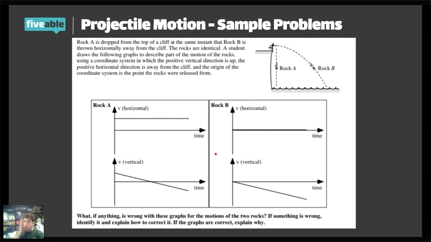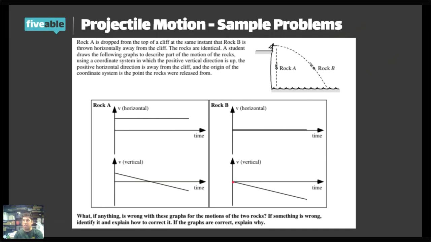Okay. What about the vertical graphs here for rock A? Rock A starts off with a positive vertical velocity. Nowhere in the question do they mention throwing rock A up in the air, having it stop and then fall back down. They don't throw rock A up and watch it come down. They just drop it. It should just go down.